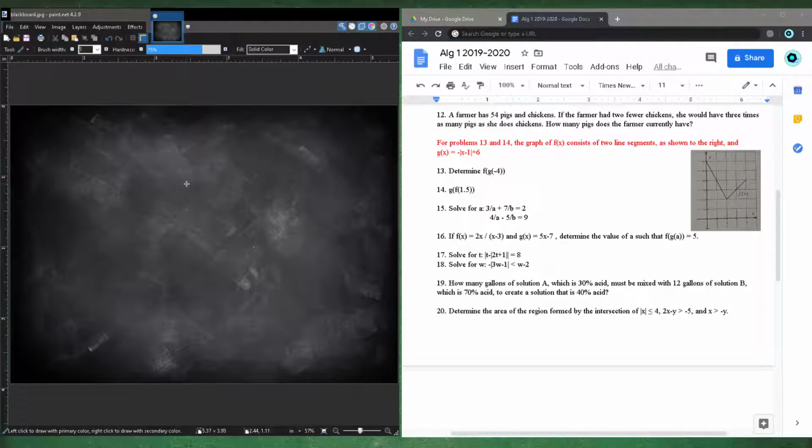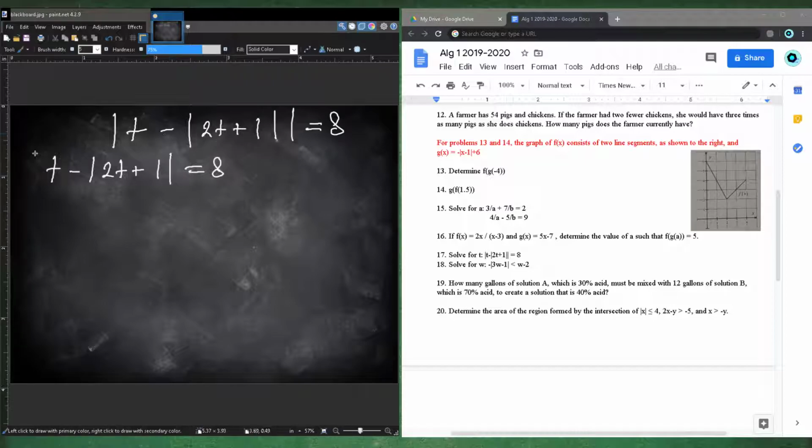Okay, so number 17, solve for t such that the absolute value of t minus the absolute value of 2t plus 1, close absolute value, is equal to 8. Okay, so like what we did before for absolute value, we either keep it positive or change it to negative. So it'd be t minus, imagine this was already positive 8, so just t minus absolute value of 2t plus 1, absolute value is equal to 8.